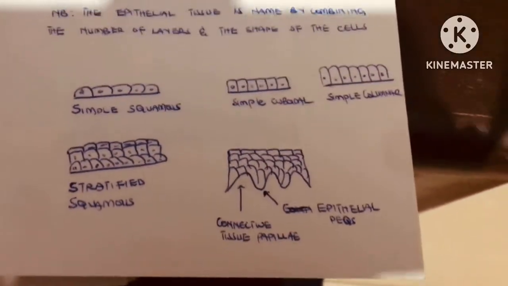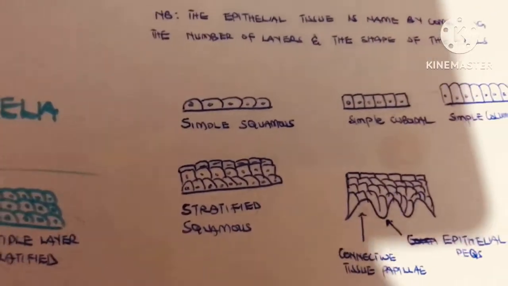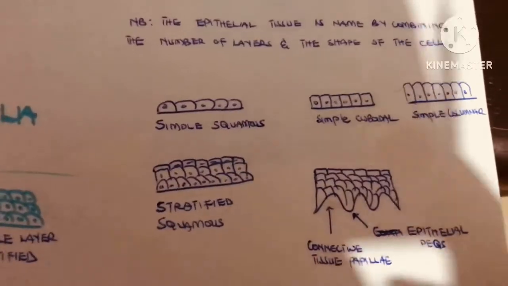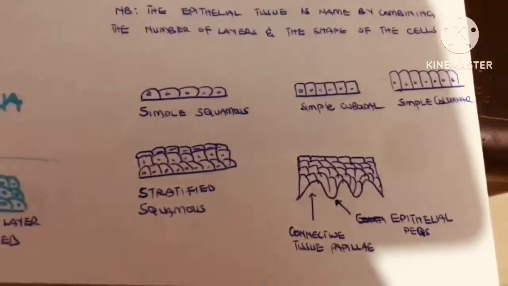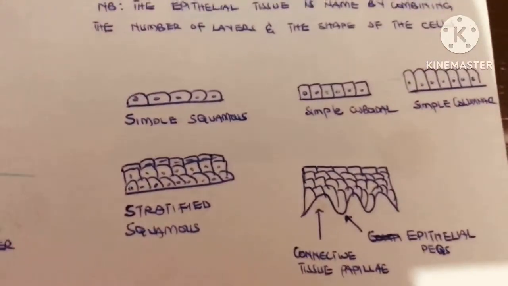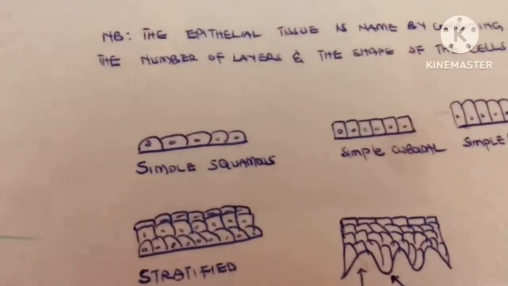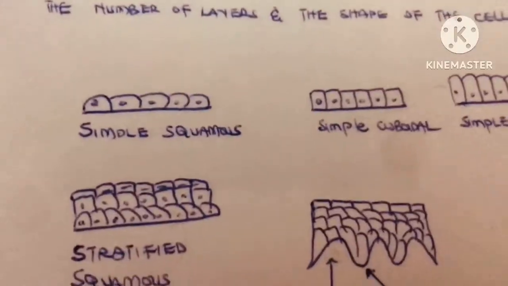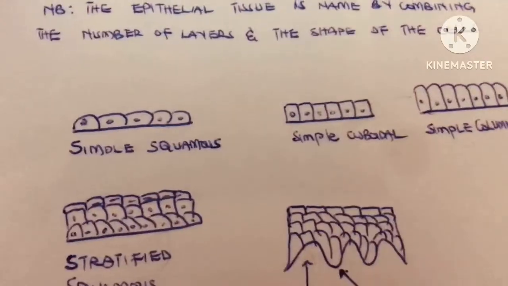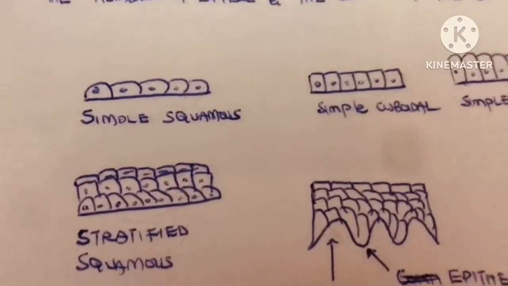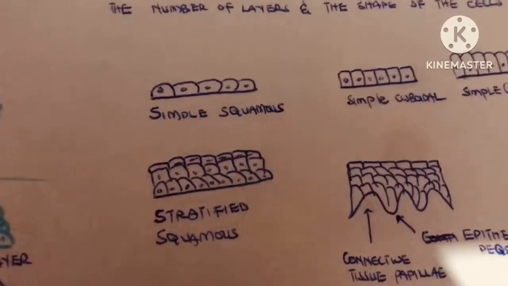They are specifically for stratified squamous. They are only for stratified squamous. So when you see these things, automatically you know that you are looking at stratified squamous epithelial tissue. Sometimes stratified squamous epithelial tissue also has keratinization, which I talked about. Sometimes when you look at the topmost cells, you can see that they don't have nuclei and they are filled with keratin. So we call that stratified squamous keratinized.